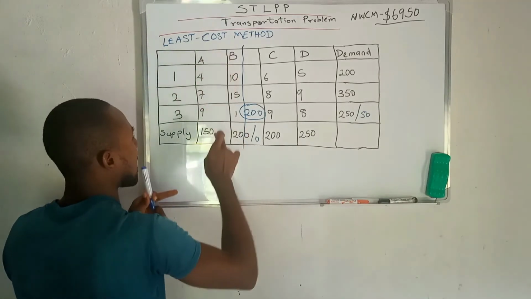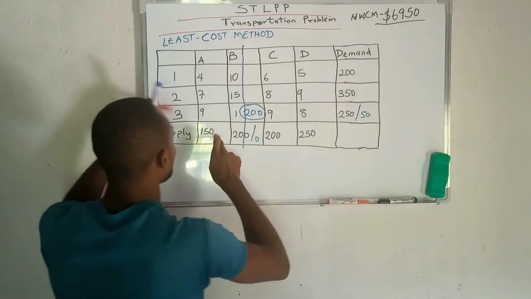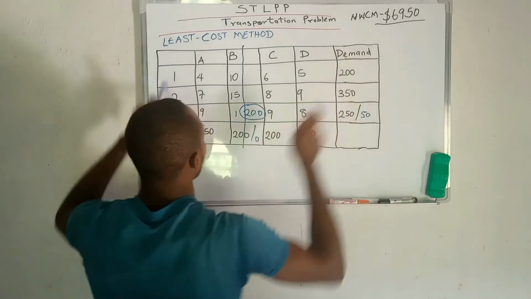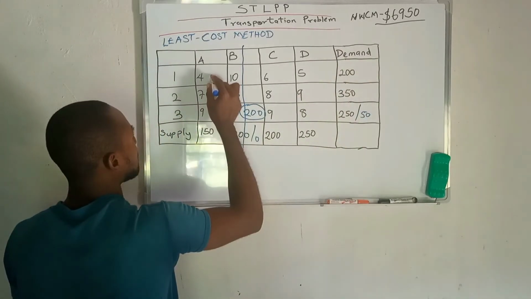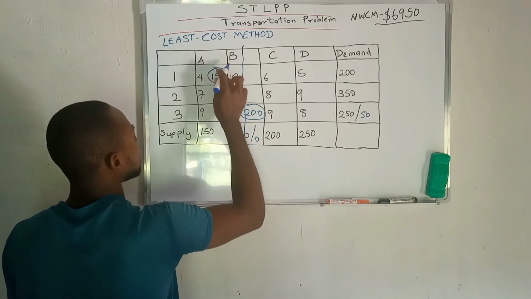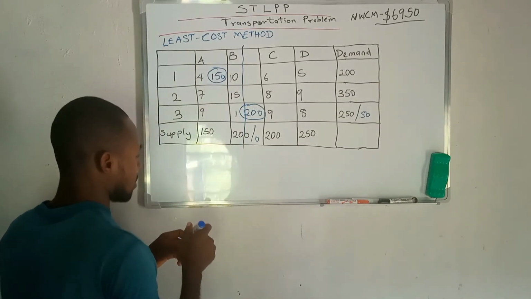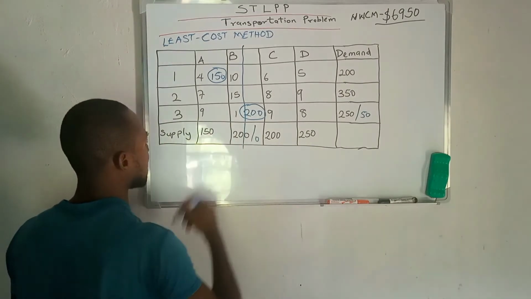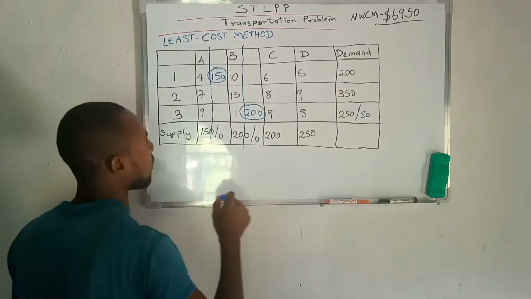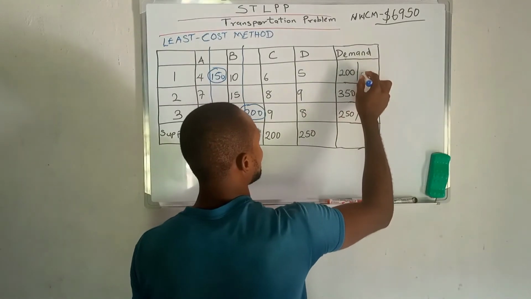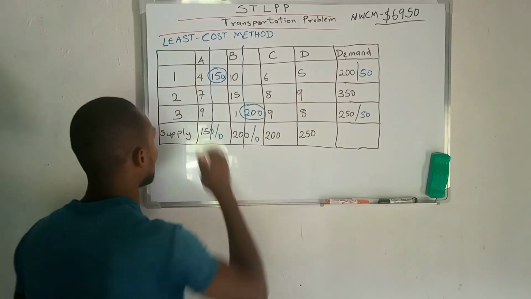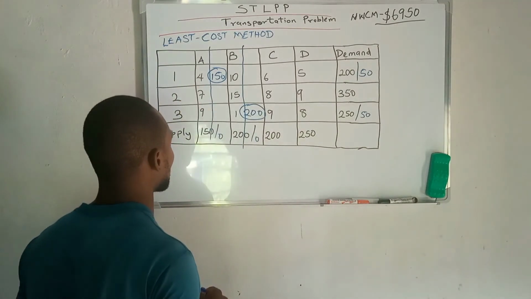Unit A has 150 goods here, and the first store is demanding 200 goods. So we supply the 150 goods that we have in unit A, and then we check how many goods we have remaining here. 0. So remove this row. And then how many goods do we have remaining here? We have 50 still needed in this store.